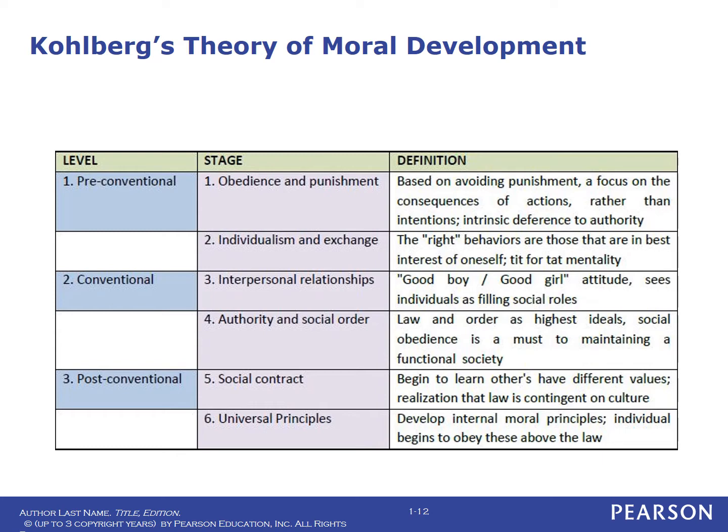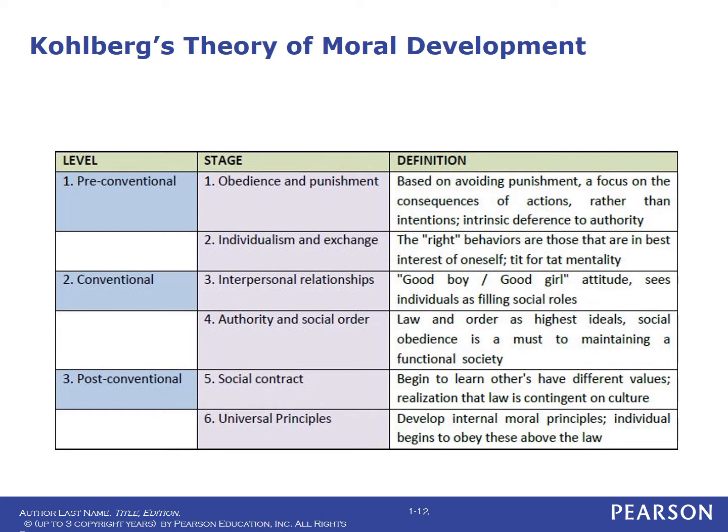The second stage is individualism and exchange. And this is again a pre-conventional level. But in this stage, which is also early elementary young child, the right behaviors are those that are in the best interest of oneself, a tit for tat mentality. So what that means is I'll do something nice for you if you do something nice for me. This is very typical, for example, of kindergartners who are saying, well, I'll help you if you help me, but don't do it really out of a sense of morality.